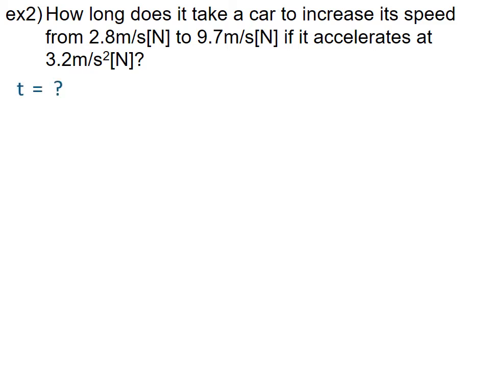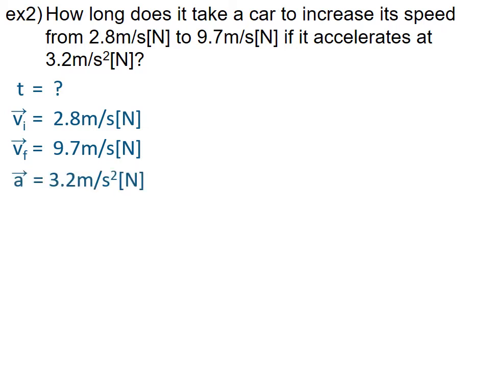And the car is increasing its speed from 2.8 meters per second to 9.7 meters per second. So we're starting at 2.8, so that will be our initial, and we're speeding up to 9.7, so that will be our final velocity. And we're told it's accelerating at 3.2 meters per second squared north, so that's our acceleration. I'm looking for time, and the only formula that we have been given today that has time is acceleration equals change in velocity over time.